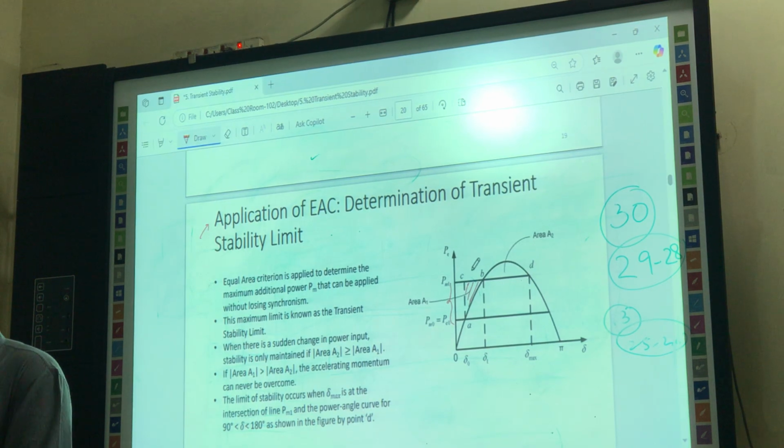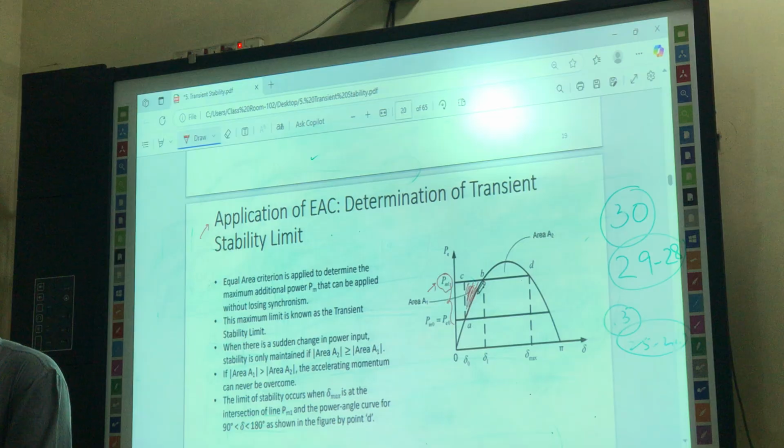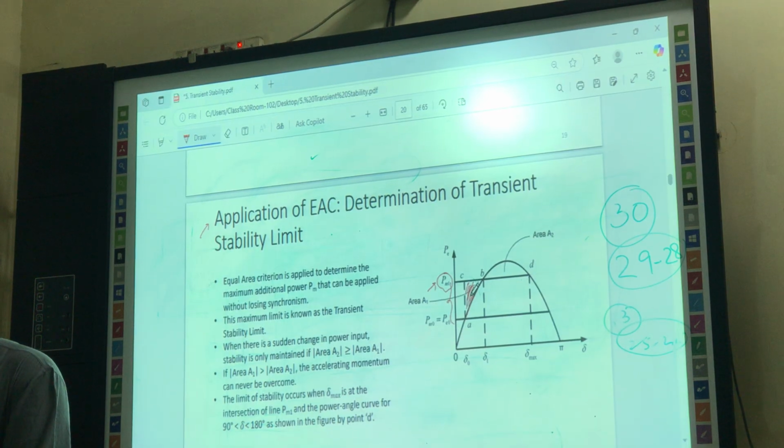Now let's try to understand the deceleration area and the acceleration area. Why is this region called the acceleration area? Because in this region PM is higher than P. We are now dealing with this new PM, this horizontal straight line. And what is our P? This curvature, this path. This is our P. Across each point, PM is higher than P, so this area will be the acceleration area.